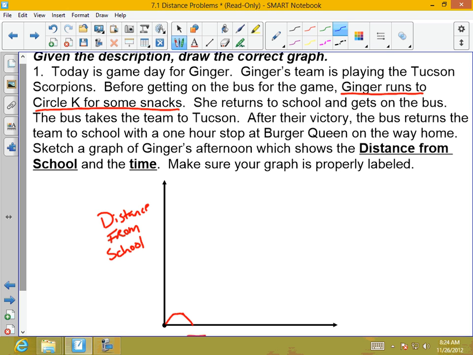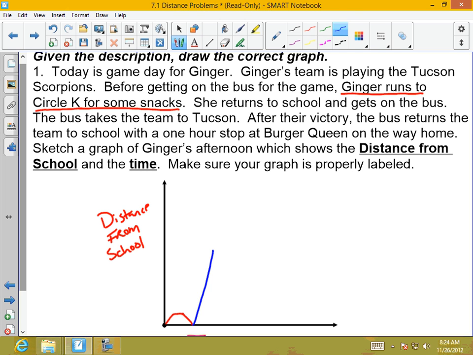When she gets back to school, what happens? She gets on the bus. So she doesn't spend any time at school, does she? Gets on the bus, and where do they go? Tucson. Do they stop anywhere going to Tucson? No, they don't. Not going to Tucson. They get on the bus. They go to Tucson.